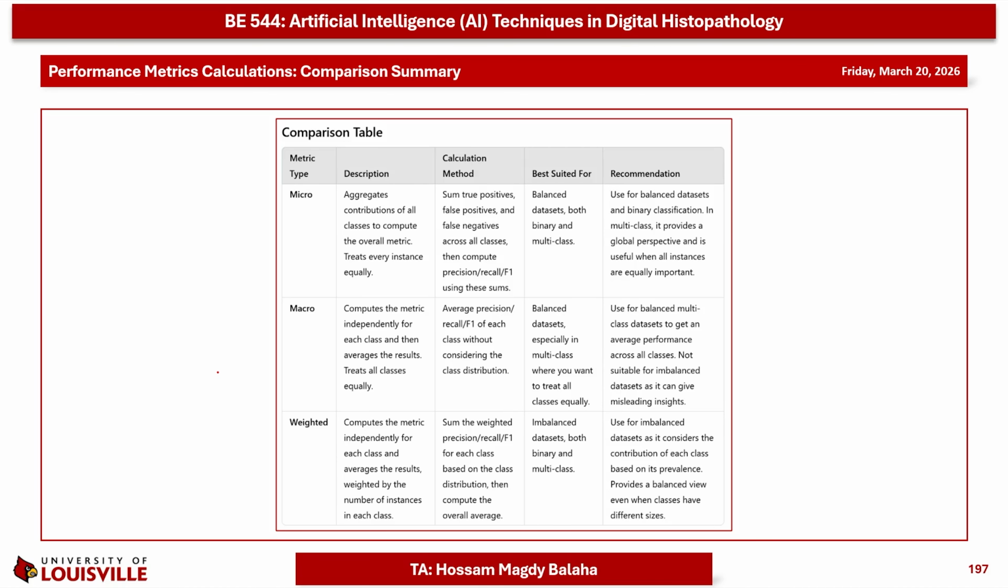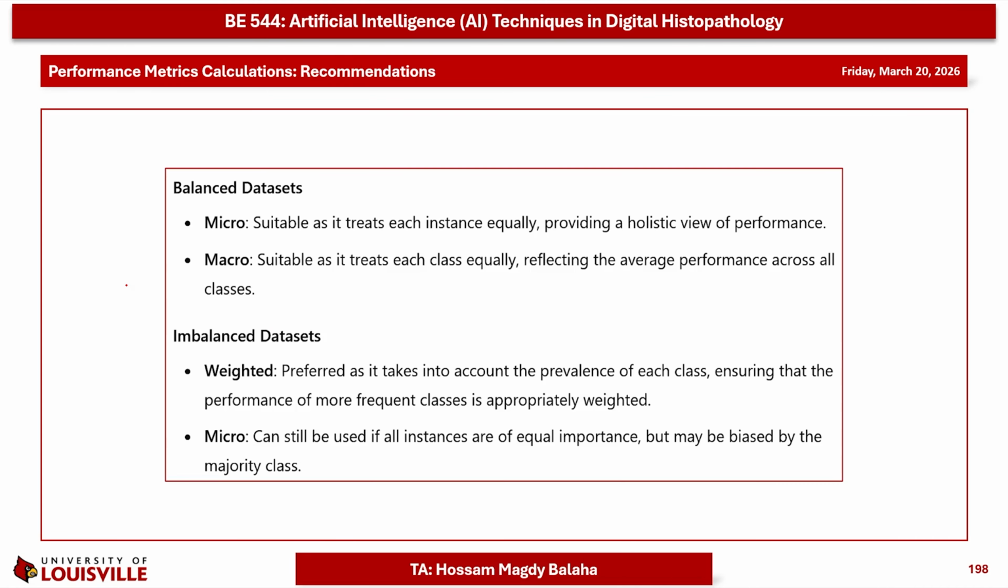So this table compares the three ways to calculate the metrics and which one to use depending on the case or the application. For example, micro is suitable for balanced data sets for both binary and multi-class classification, while weighted metrics are suitable for imbalanced data sets, both for binary and multi-class classification. And these are the recommendations.